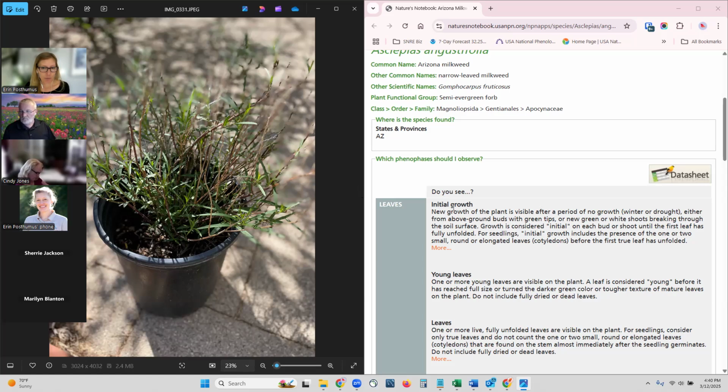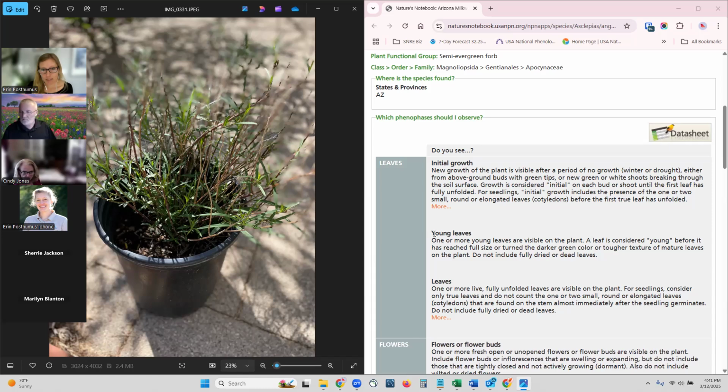The other case where you might say yes for initial growth is if, say, you planted some milkweed seeds in a pot and then you start to see them come out of the ground, that would count as initial growth as well. As you can see, this plant is way beyond initial growth, so we would say no for that for this species. So then moving on to the next question about young leaves.